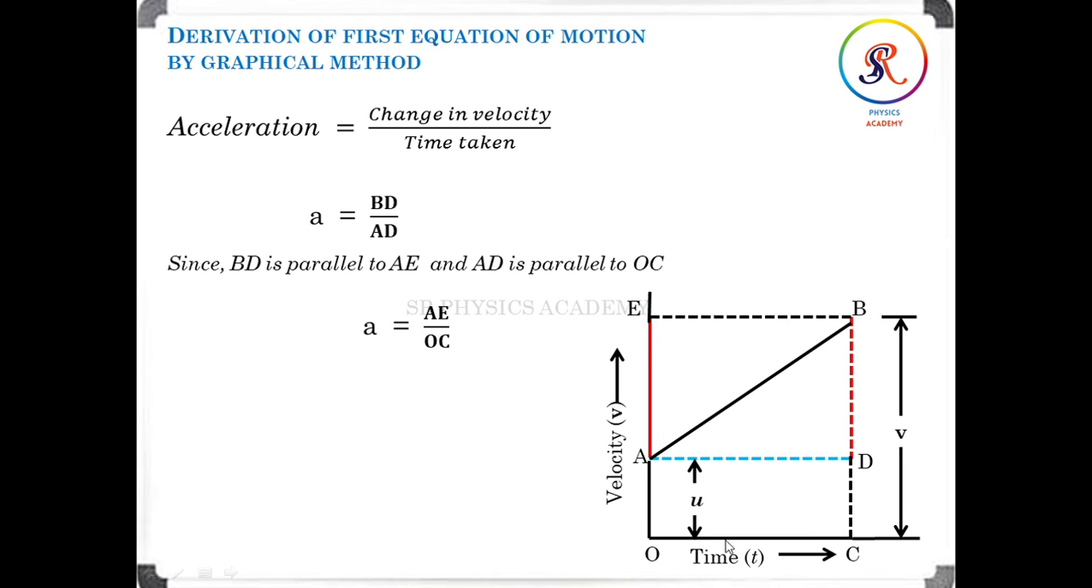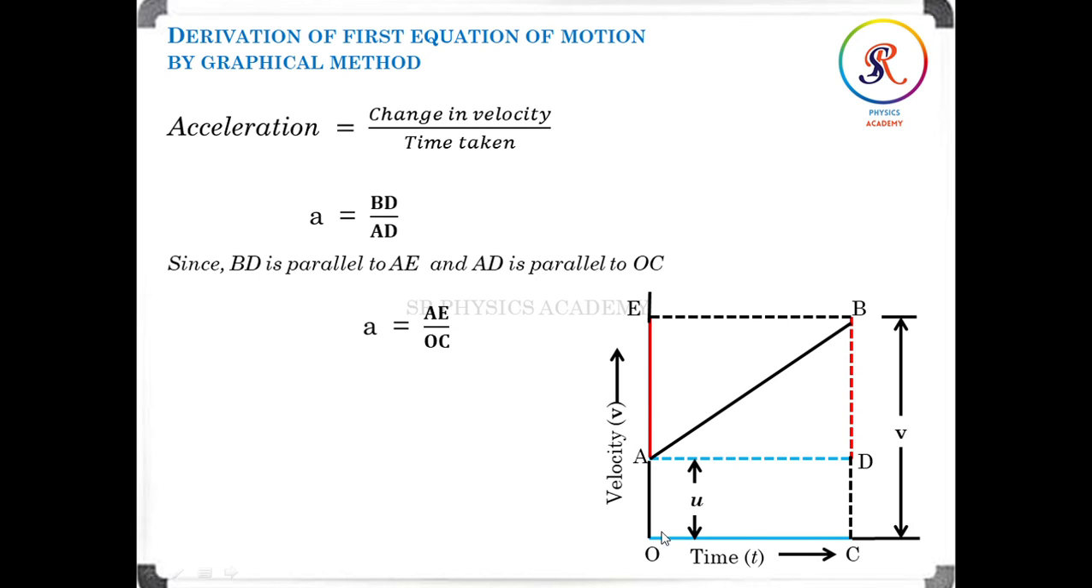Here we are taking the time t, initial and final velocity on the y-axis, and the x-axis we consider as time. So in this case, instead of BD, we can also write AE, which is parallel. Clear? And AD is parallel to what, the x-axis here? It is OC.